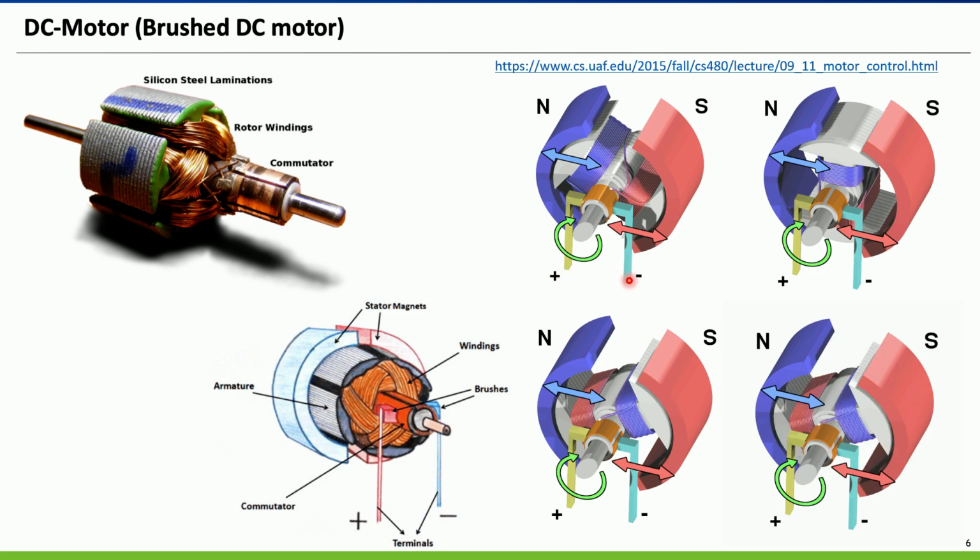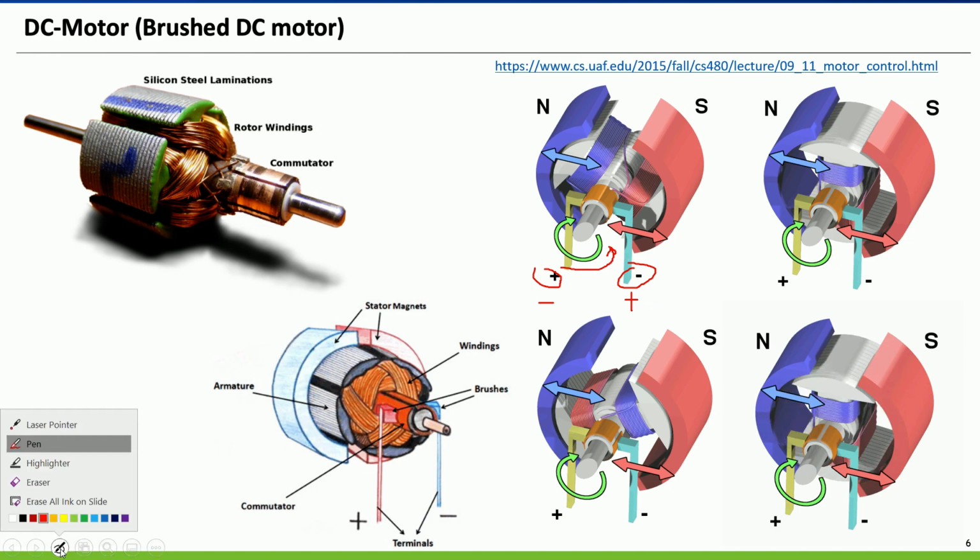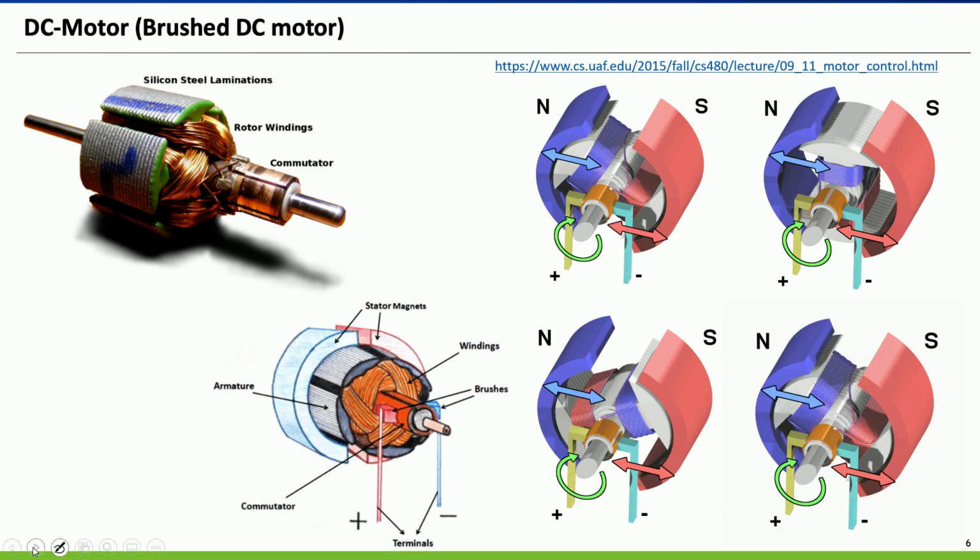When the current direction changes, the direction of rotation also changes. For example, if this one is positive now, and you make this one negative and this one positive, it reverses direction, and maybe the rotation that was previously clockwise becomes counterclockwise. That is the principle of DC motor. This is the basic of DC motor.